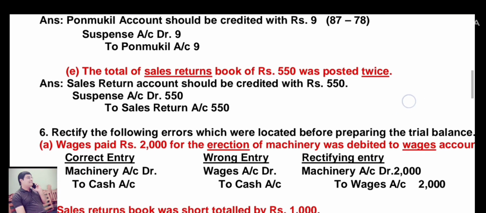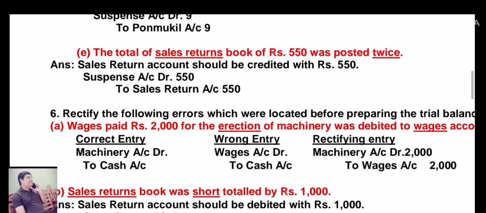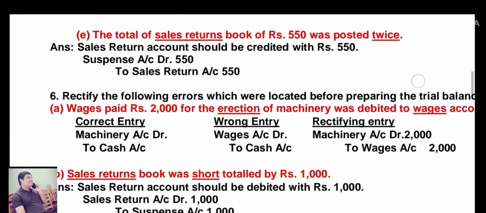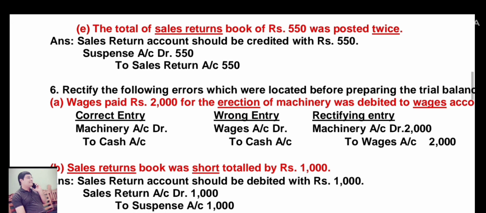Next question. The total of the sales return book of rupees 550 was posted twice. Twice means double, wrongly posted, extra, overcast. So overcast means opposite. Normally sales return is a debit balance, but the opposite entry means credit balance. So sales return account should be credited with rupees 550. Suspense account debit to sales return account 550.